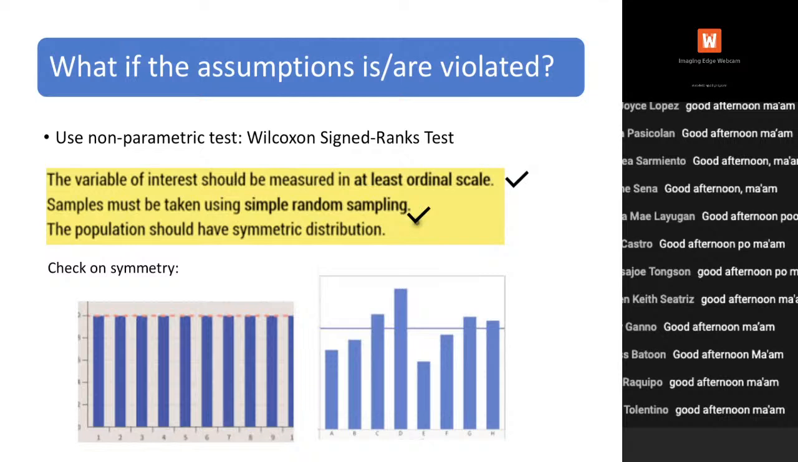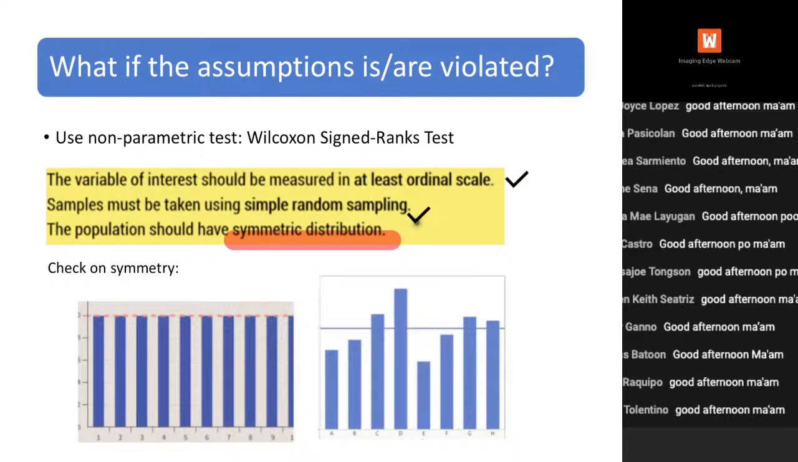Okay? One, the variable of interest should be at least ordinal scale. No problem because the variable of interest is quantitative. Next, number two, samples must be taken using random sampling. Yes, it's stated in the problem. So, one, two, check. What? The third, the population should have symmetric distribution. Oh, meron pa pala. Okay? So, meron pa pala isang condition na kailangan nating masatisfy. Otherwise, we cannot make use also of Wilcoxon signed-rank test.